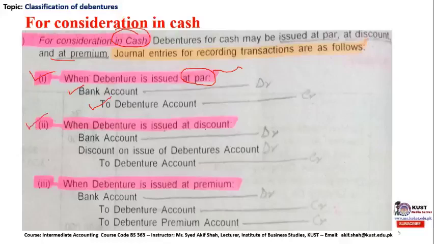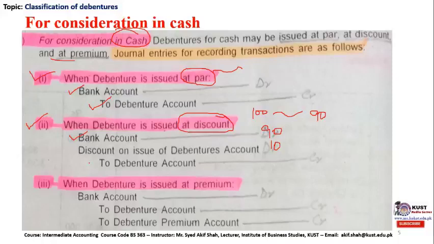Secondly, when the debenture is issued at discount, it means that the debenture is going to be sold at a price which is less than its par value. For example, the par value of one debenture is rupees 100, and the company is going to sell this debenture at rupees 90 only, then it will be selling this debenture at a discount of 10%. So in this case, the company's bank account will be debited by rupees 90 if the company sells only one debenture, and the discount on issue of debenture, rupees 10, will once again be debited in the company's books of accounts.